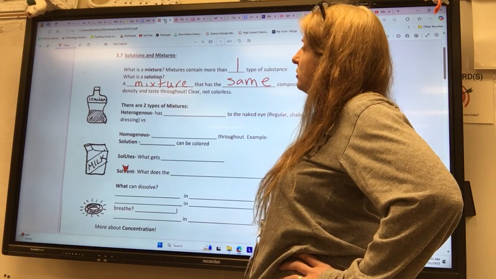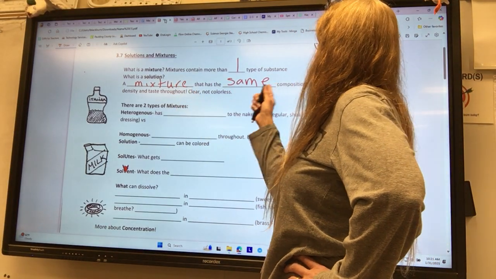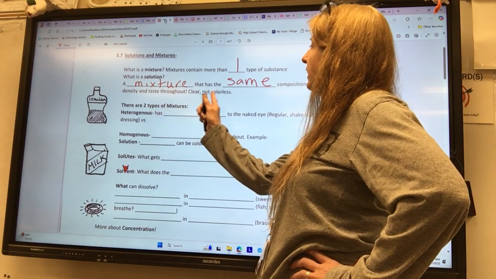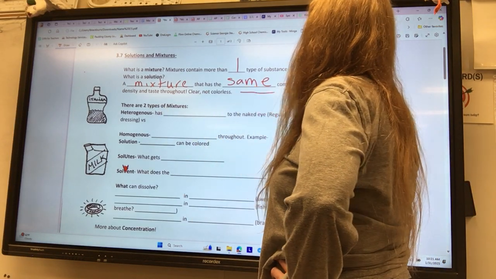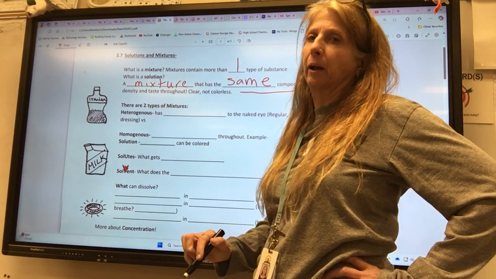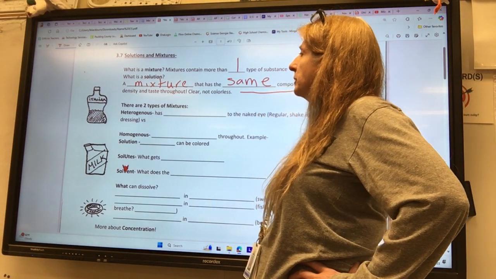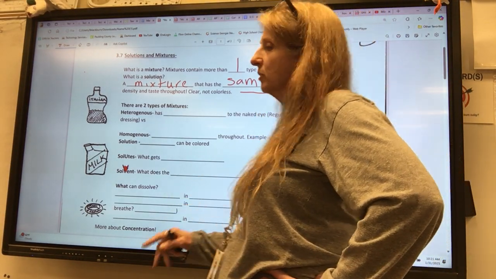What is a solution? It's a mixture that has the same composition, color, density, and taste throughout. It's clear, but not necessarily colorless. And that's why we got a Kool-Aid man up there on the notes. Okay, so there are two types of mixtures, heterogeneous and homogeneous.